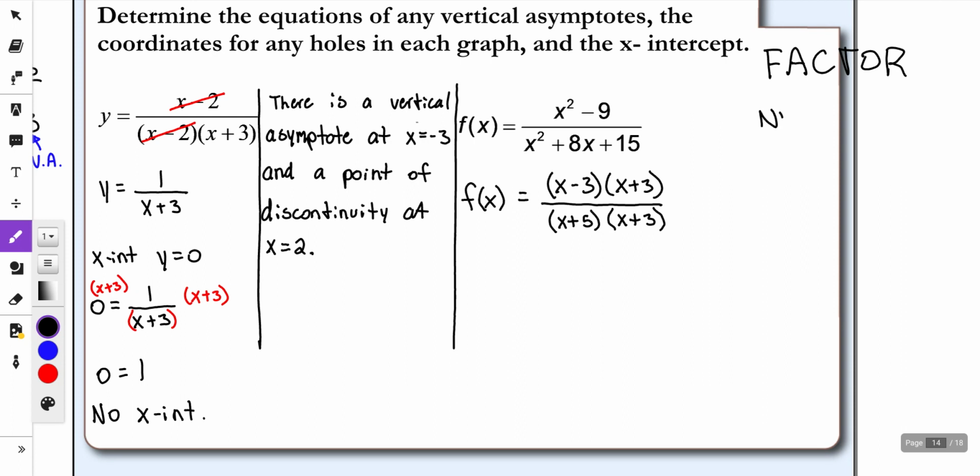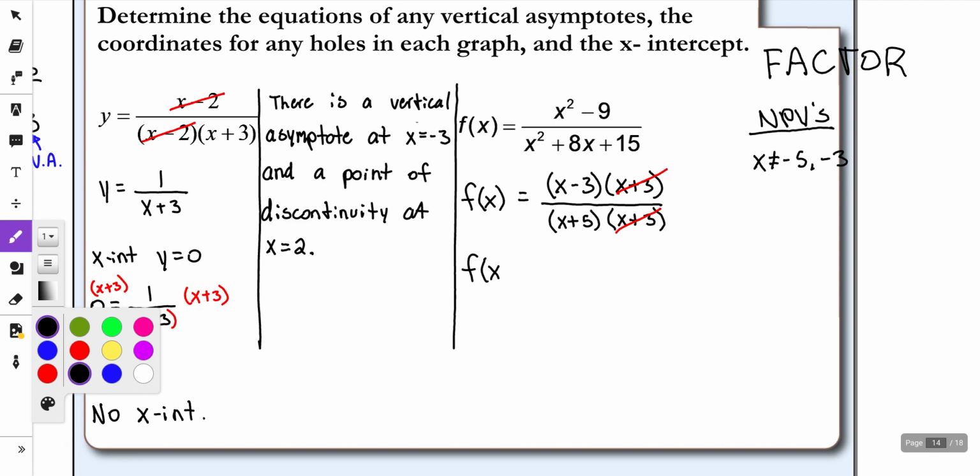My NPVs are x cannot equal negative 5 or negative 3. Deciding if those are holes or vertical asymptotes comes from whether you can reduce this or not. I can most definitely reduce this. The x plus 3's will simplify, leaving me with x minus 3 on the top, x plus 5 on the bottom.